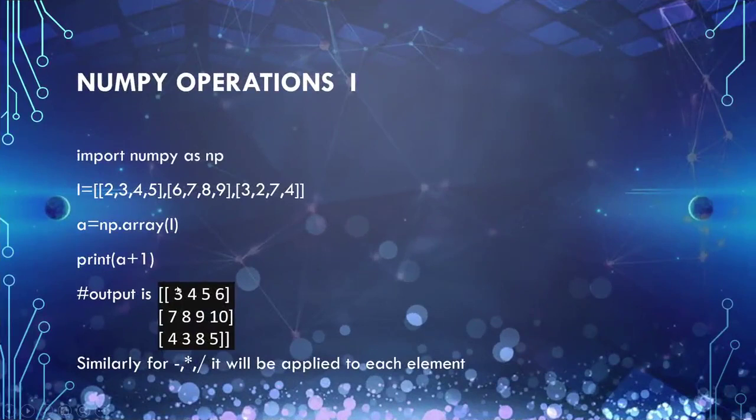In NumPy, if we add a digit to an object, it gets added to each of the elements. This is an important fact which you need to know. And if you subtract, multiply, or divide, the operations will get performed with each of the elements.